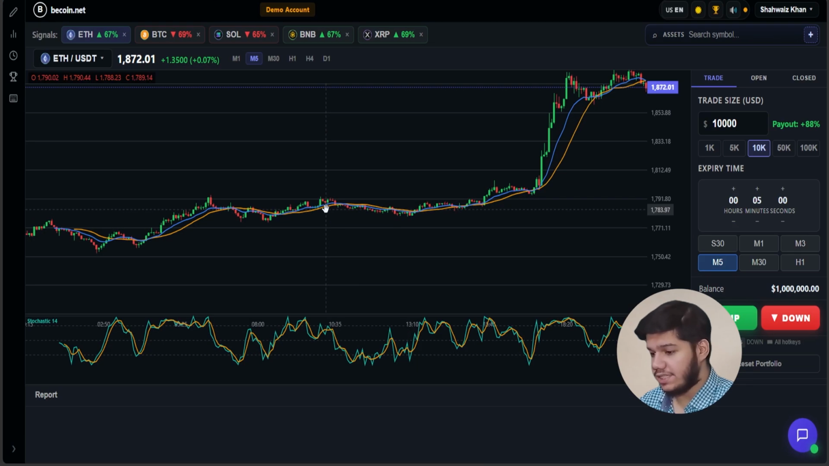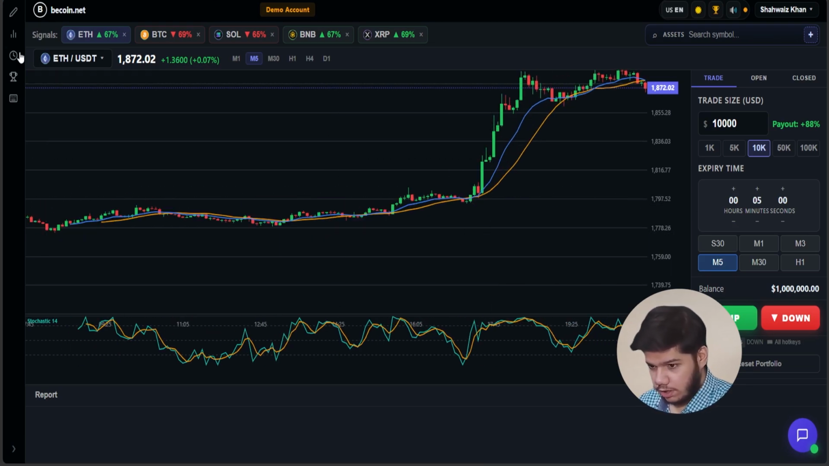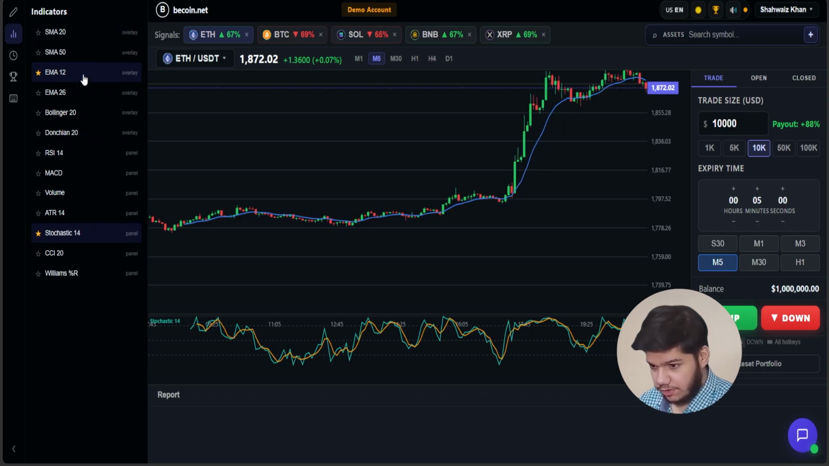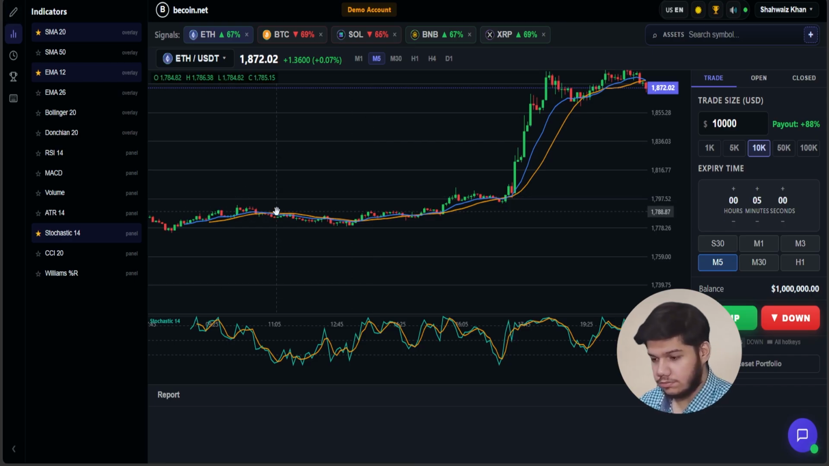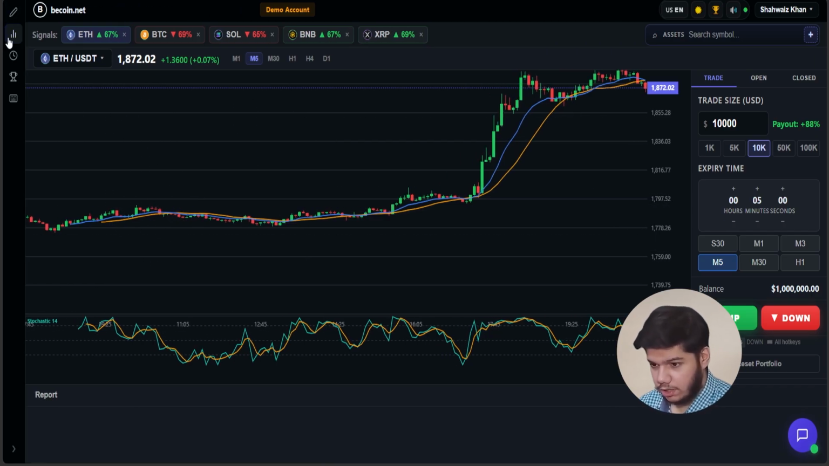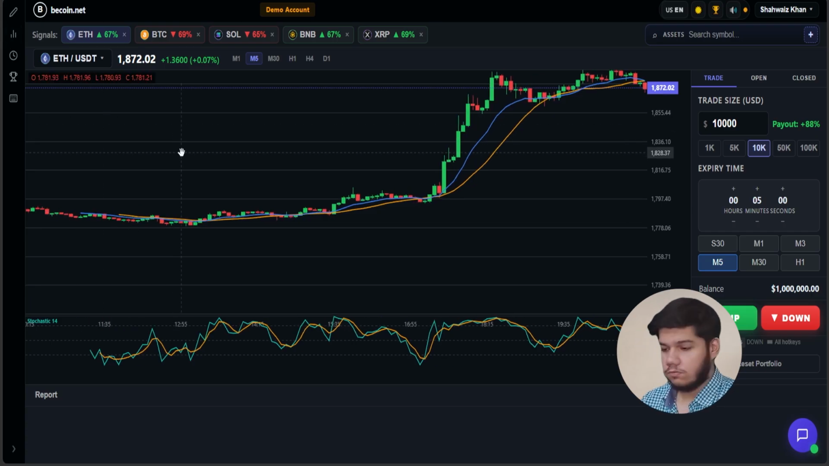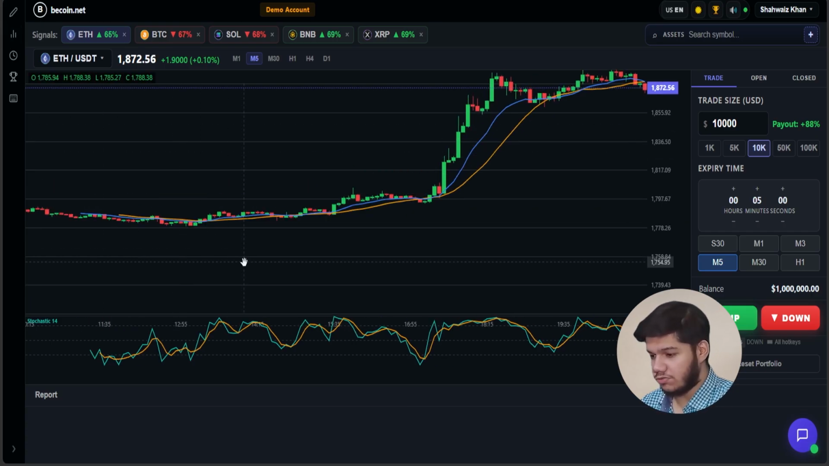All right, so now let's talk about the other three indicators, which are the simple moving average, the exponential moving average, and the stochastic oscillator. Now let's apply them again. Here you can see the simple moving average is the orange one, the exponential moving average is the blue one, and the stochastic oscillator is right here. Now let me explain to you one by one how these three indicators work.